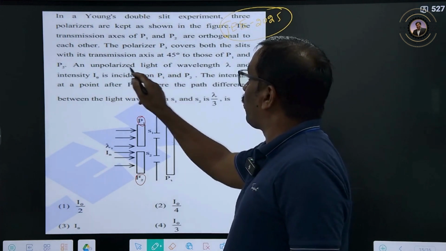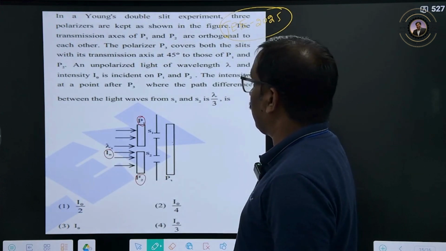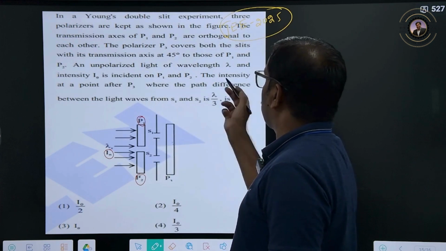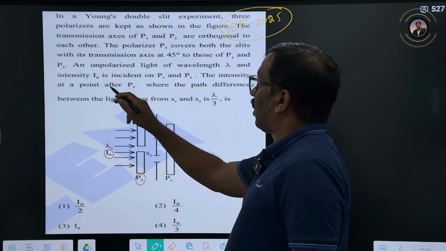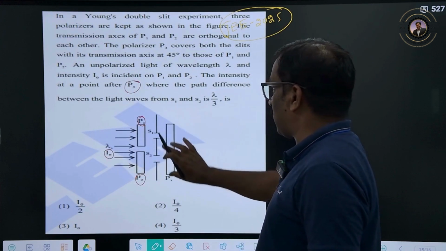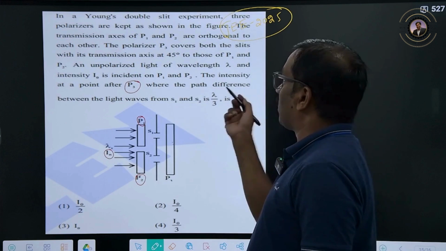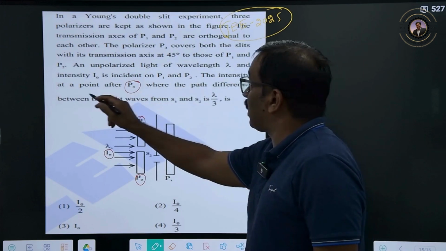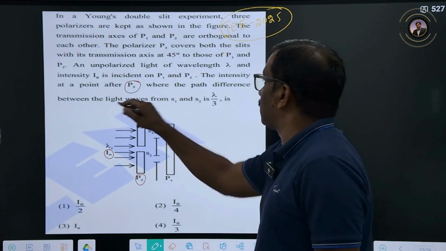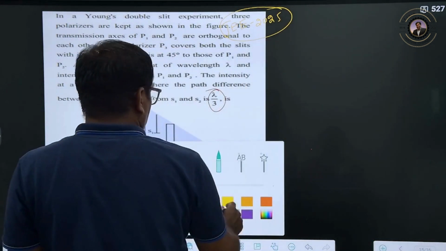An unpolarized light of intensity I naught is incident on P1 and P2, and after that P3. First the intensity is coming toward this side, then afterwards toward this side. We want to calculate the intensity at a point after P3 where the path difference is given as lambda by 3. So both the things we have to calculate.